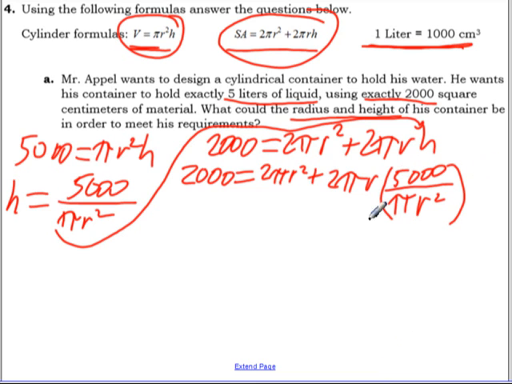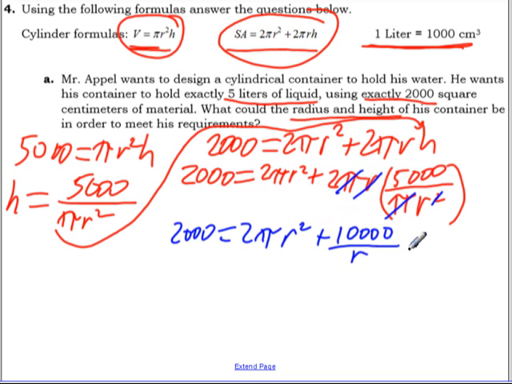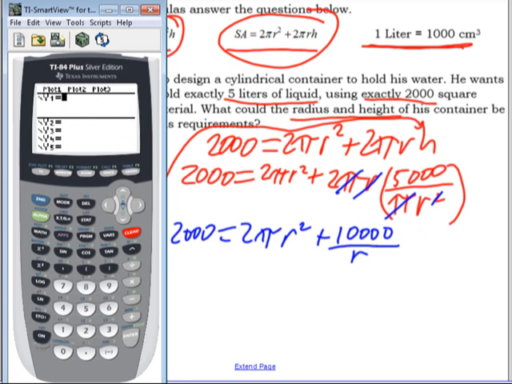Before I do that, I want to simplify this a little bit just to make it easier, honestly, to type in the calculator. You could type it in just like this, but that's kind of a mess. So I'm going to do a little simplifying. I see that pi and that pi can cancel, that r and one of those r's can cancel. And so I'm just going to rewrite this equation. So it says 2,000 is 2 pi r squared plus 10,000 over r. Okay, now I'm going to go ahead and plug that into my calculator.